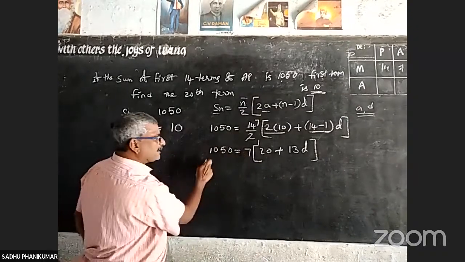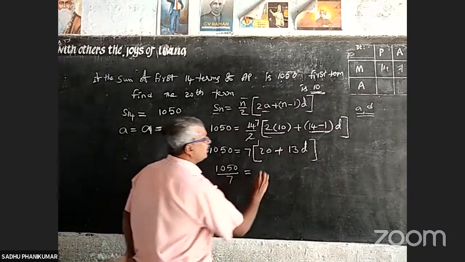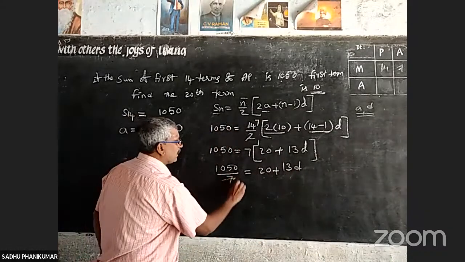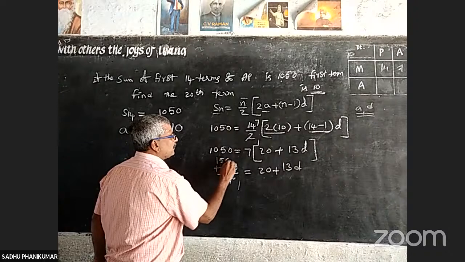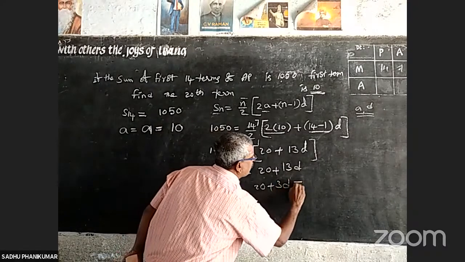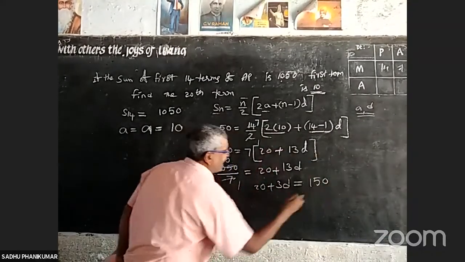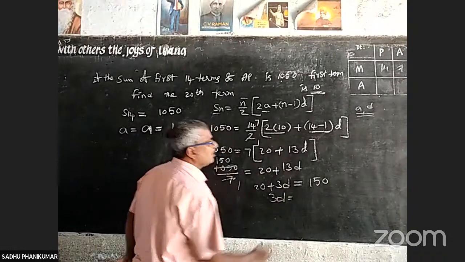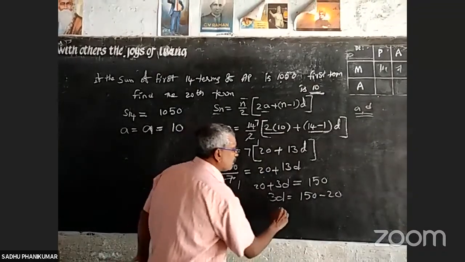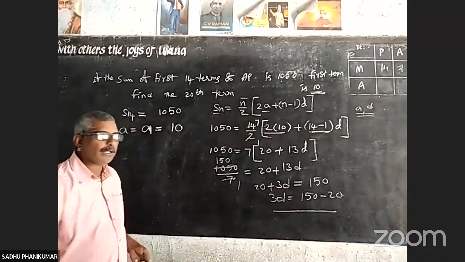Okay, get this 7 to this side. So 1050 by 7 is equal to 20 plus 13d. Okay, 7 1s are 7, 7 5s are 35, so it is 150. So 20 plus 13d is equal to 150. Take this 20 to the other side. 13d is equal to 150 minus 20. Okay, so by getting the value of d, you can find the remaining problem.